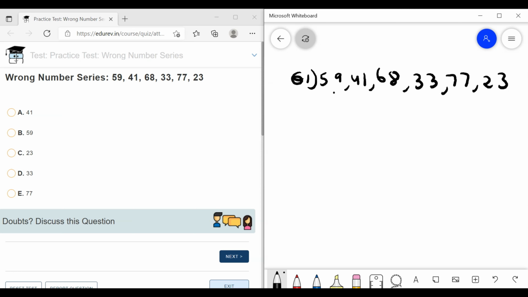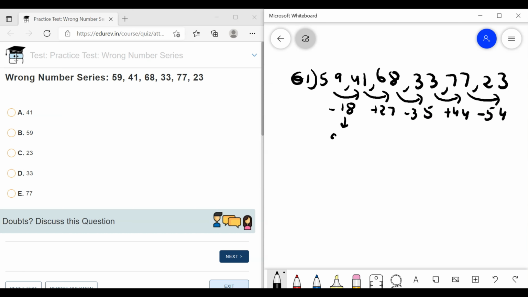So from 59 to 41, how do we get here? We subtract 18. From 41 to 68, we add 27. From 68 to 33, we subtract 35. And from 33 to 77, we add 44. From 77 to 23, what do we do? We subtract 54. Okay.